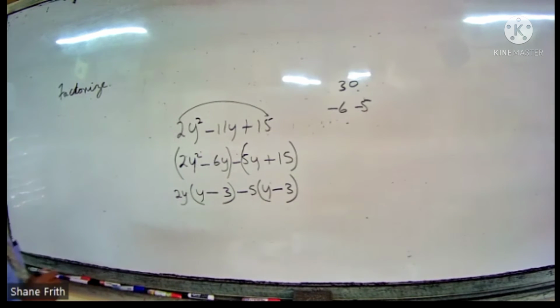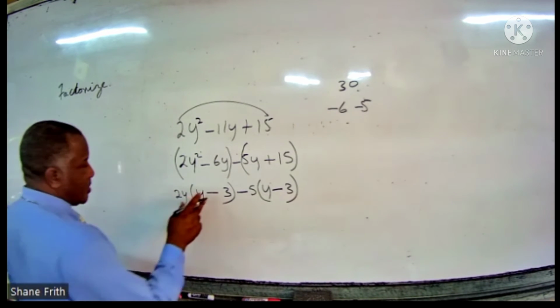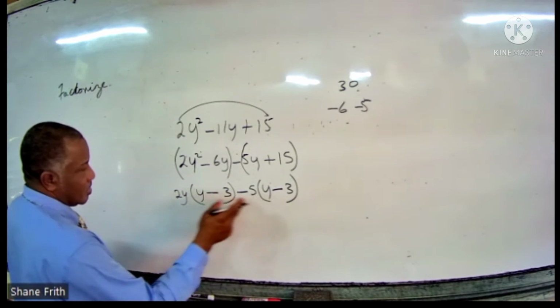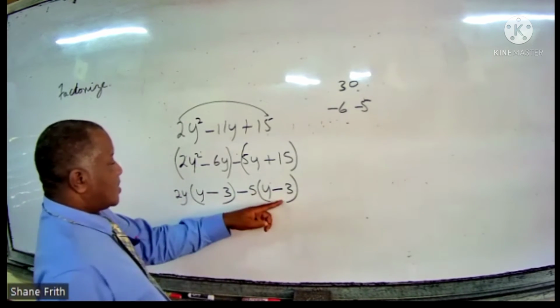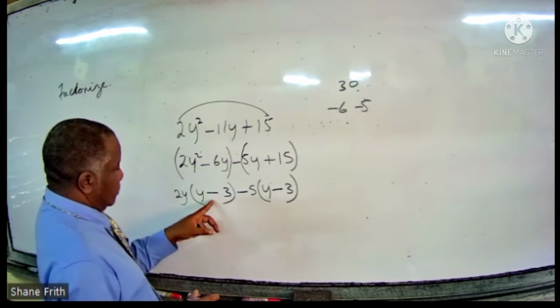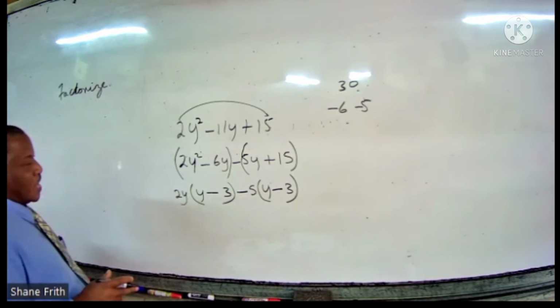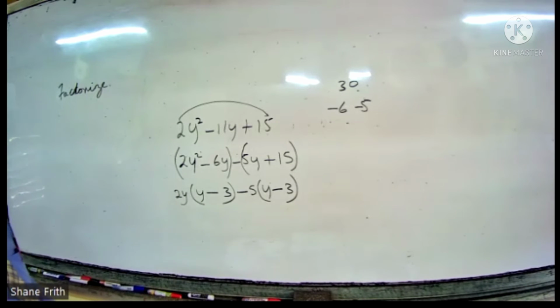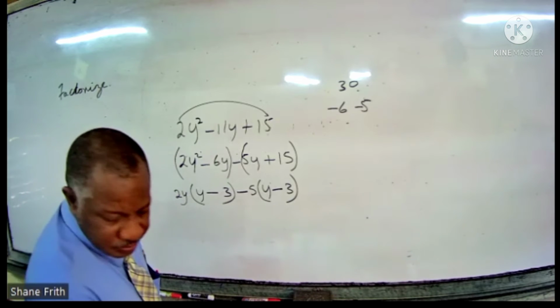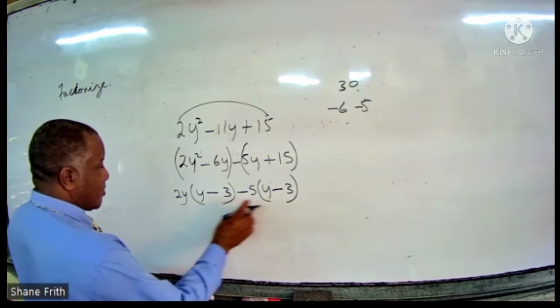Now at this stage, when you factorize, whatever you have in the brackets here and here, notice I have the same thing: y minus 3, y minus 3. So at this point, you must have identical brackets, right? If you don't get identical brackets, then you need to go back and check if you have done something incorrectly. But at this point, you must have identical brackets.